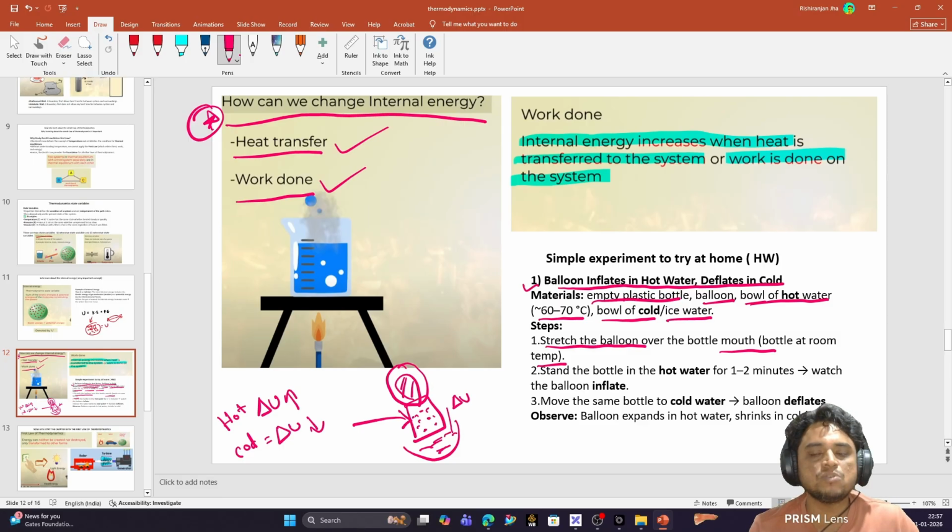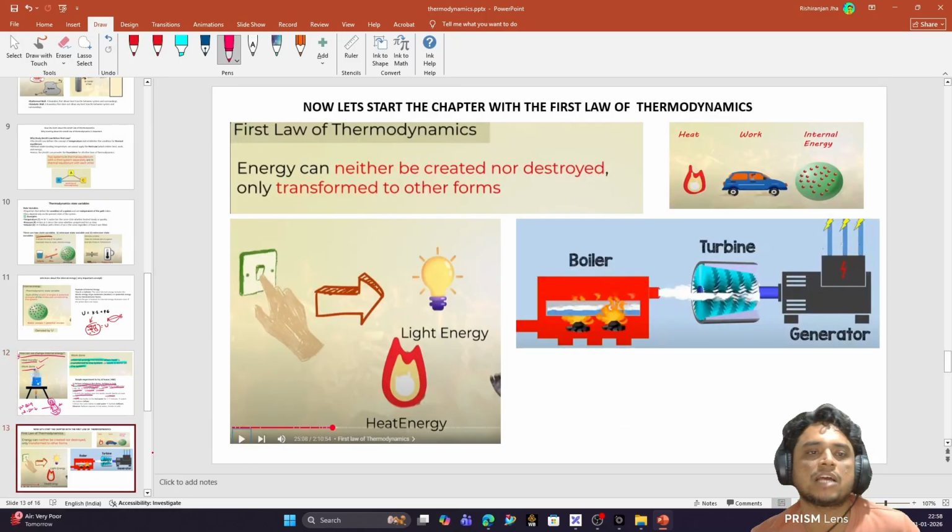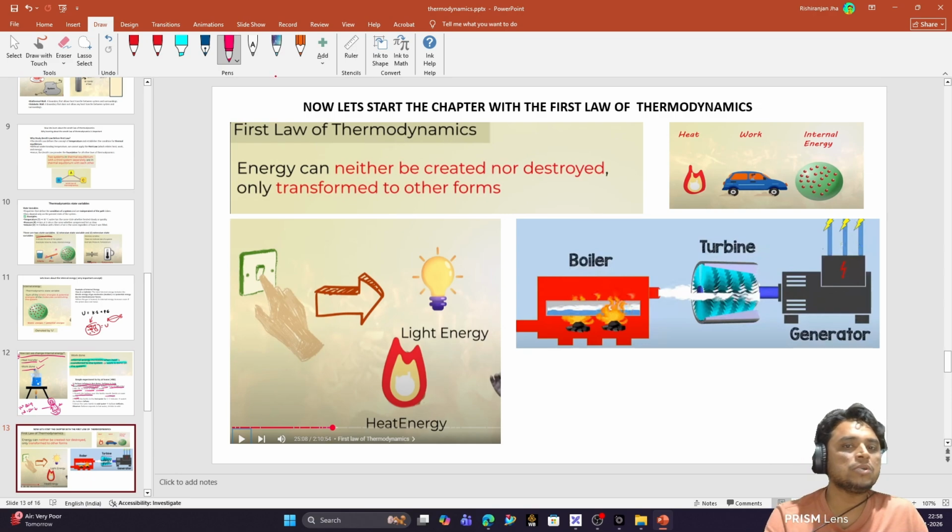Now let's move on to the very important law of thermodynamics, that is the first law of thermodynamics. And after understanding all these things, I think you are ready for understanding the first law of thermodynamics. So let's look at the famous first law of thermodynamics. What the first law of thermodynamics states is that you cannot create energy, neither can you destroy it.